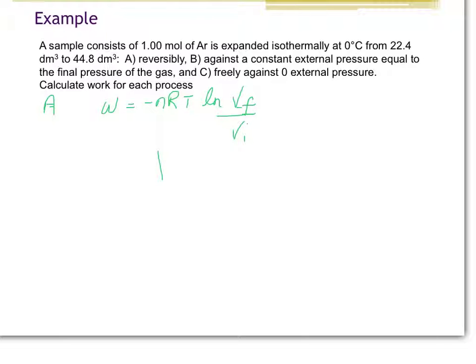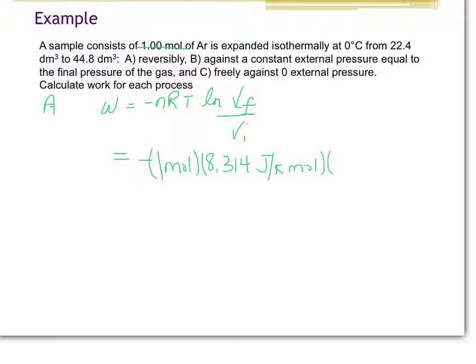Alrighty, so we have our n value, we know our R, and we know our temperature, we know the final volume, and we know the initial volume. So we can just substitute. We can just plug our values in. The n value is 1 mole. R in work calculations, we use the R with the energy units already embedded, and that is joules per Kelvin mole.